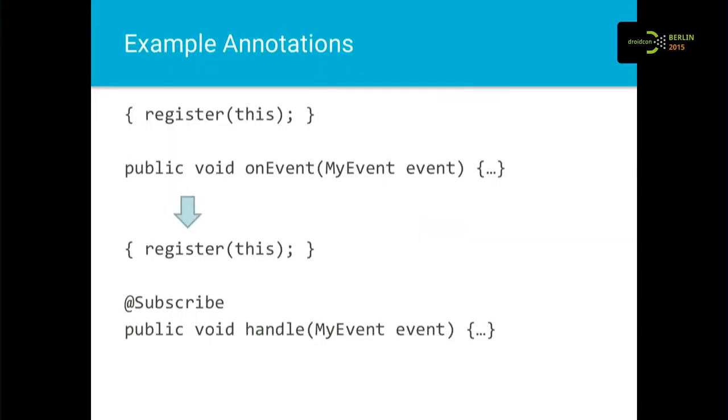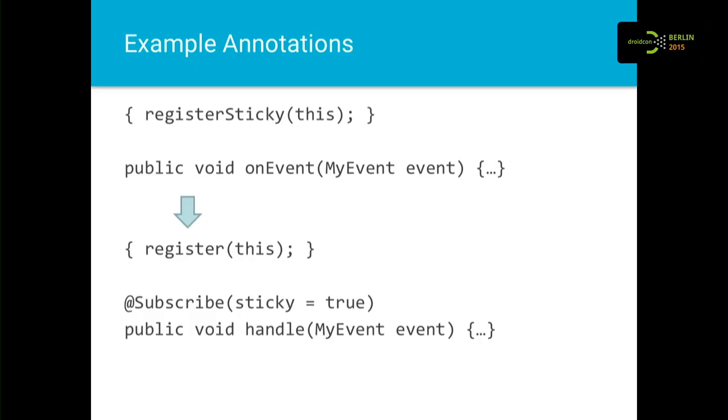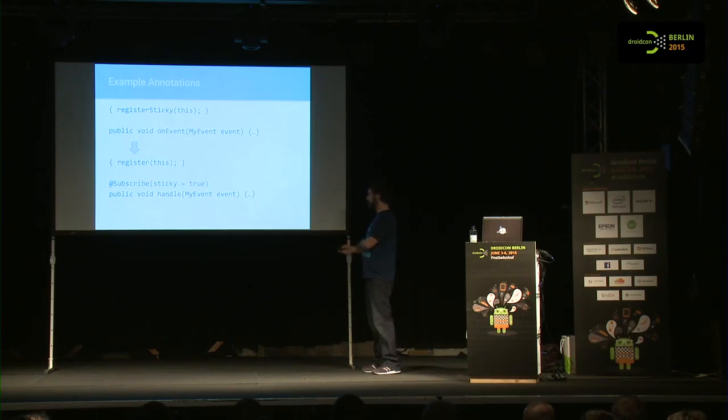So let's look at some examples. This is version 2 and this is version 3. Nothing changes much. In the default case, you just add @Subscribe. That's it. And if you want to deliver it on the main thread, you had this naming convention, and here there's still no naming convention. You just go with another parameter for the annotation. And this time, register sticky becomes register, and you just say sticky equals true.